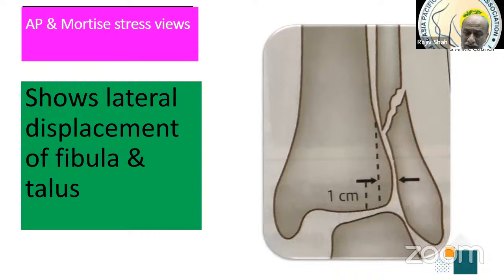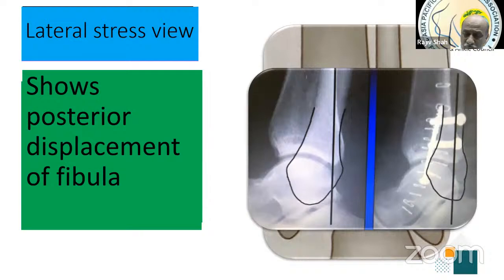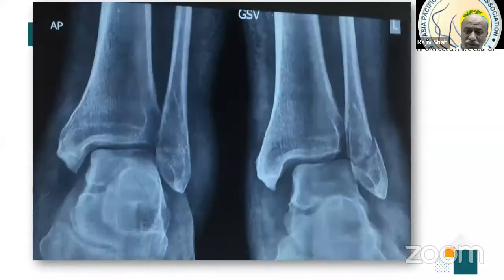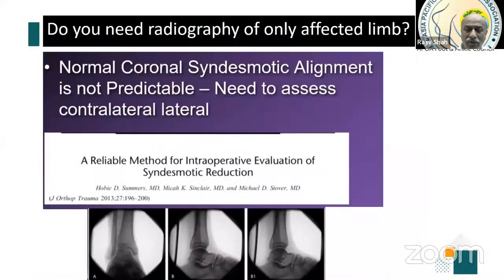So there would be the lateral displacement of fibula and talus. There would be posterior displacement of the fibula, and in gravity stress view, there would be opening. You all know this.